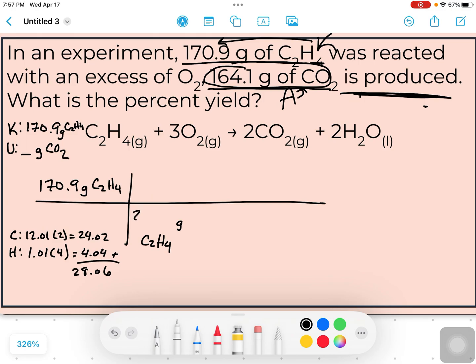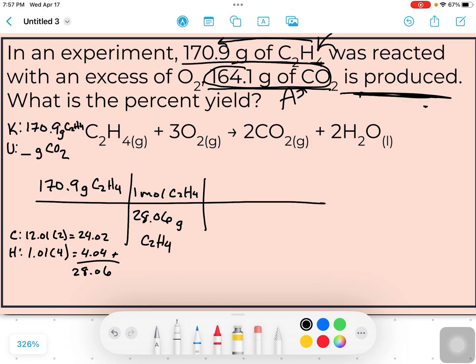So we're going to take that 28.06 that we just found, plug that into our molar mass for our grams. Okay, so we're switching from grams to moles. That means I'm going to have 1 mole of C2H4 on top. Okay, I'm in moles of C2H4. I need to keep going because I need to get to grams of carbon dioxide.